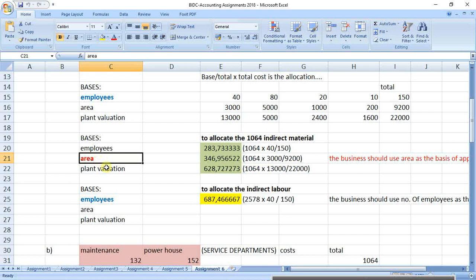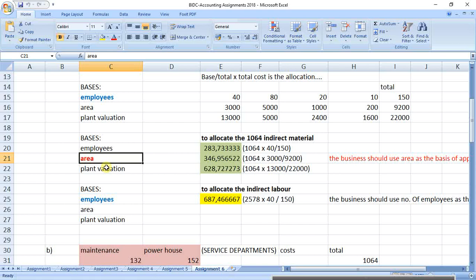Remember, that's why I said it's going to be difficult to see how they're going to mark this, because you could have used area, maybe plant valuation, but then that's saying if the plant is worth more, it's going to use more material. I don't think that's the best way of doing it. So based on that, I do think that the best way of allocating the cost would be based on area. If the area is larger, you'd be using more indirect material. If the area is smaller, you'd be using less.